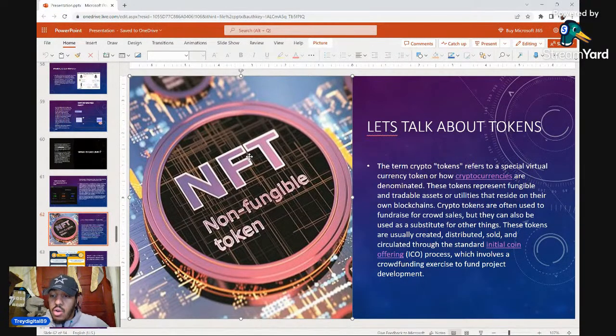So it says crypto tokens are often used to fundraise for crowd sales, but they can also be used as a substitute for other things. These tokens are usually created, distributed, sold, and circulated through the standard initial coin offering, the ICO process, which involves a crowdfunding exercise to fund projects and development. So with a non-fungible token, you can use that for so many different things. You can use that to create apps on it. You can use it like the NFT, digital art, and you can sell and trade assets.